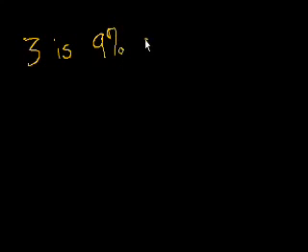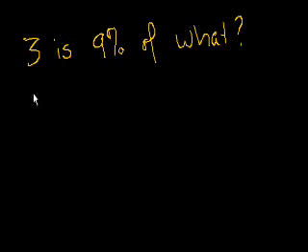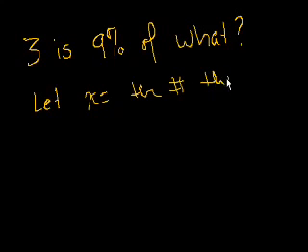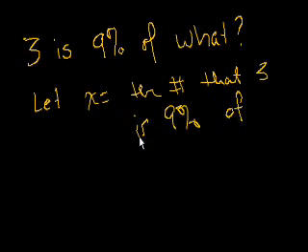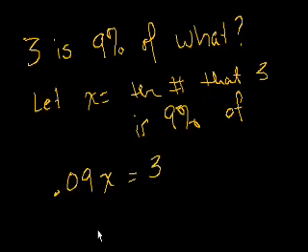I'm picking numbers randomly. Let's say 3 is 9% of what? So once again, let's let x equal the number that 3 is 9% of. You don't have to write all that. Well, in that case, we know that 0.09x, that's the same thing as 9% of x, is equal to 3. Or that x is equal to 3 divided by 0.09.